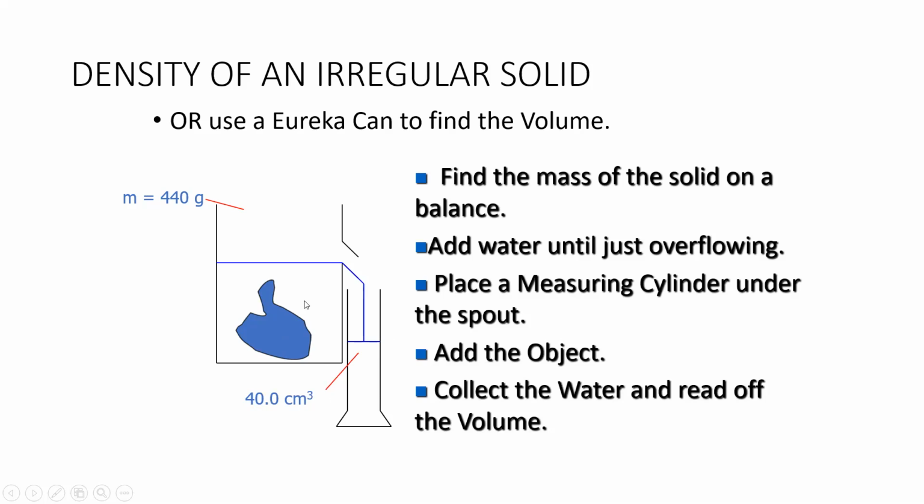This is normally used for very large objects which do not fit into a measuring cylinder. Then mass divided by volume, we can get the density. Is this example clear? So the volume of the object is the same as the volume of the water coming out from the Eureka can. Any question or doubt till now?